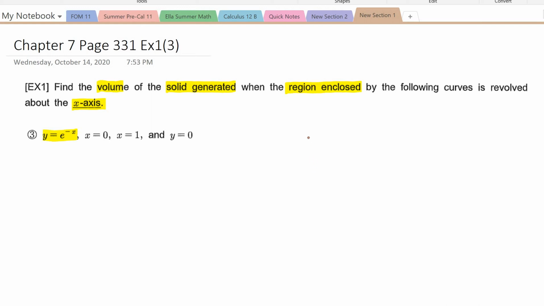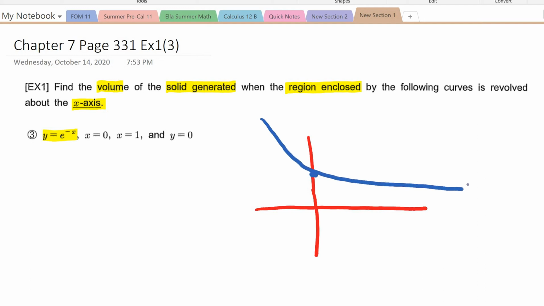So let's go ahead and sketch what that would look like. y equals e to the power of negative x. That has a y-intercept of 1, and it's just kind of going down like that. All right, and after that, I'm bounded by x equals 0, x equals 1. So here is 0, here is x equals 1, and I also have y equals 0. So that's just a reminder that I need to rotate around the x-axis right there.